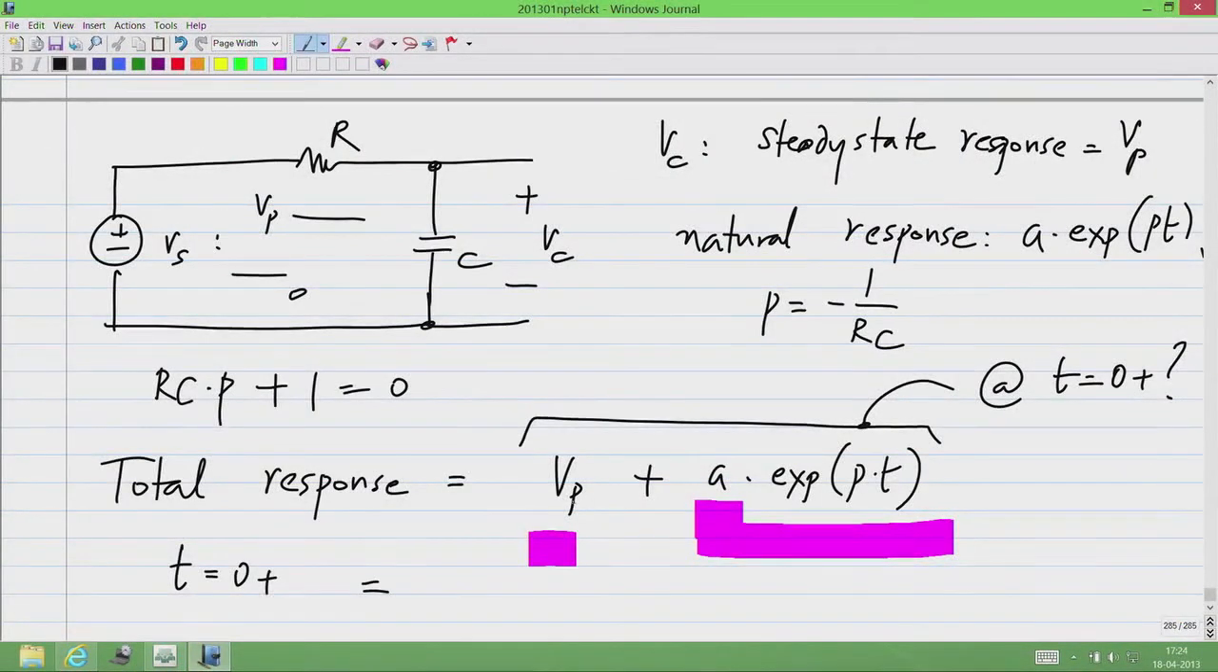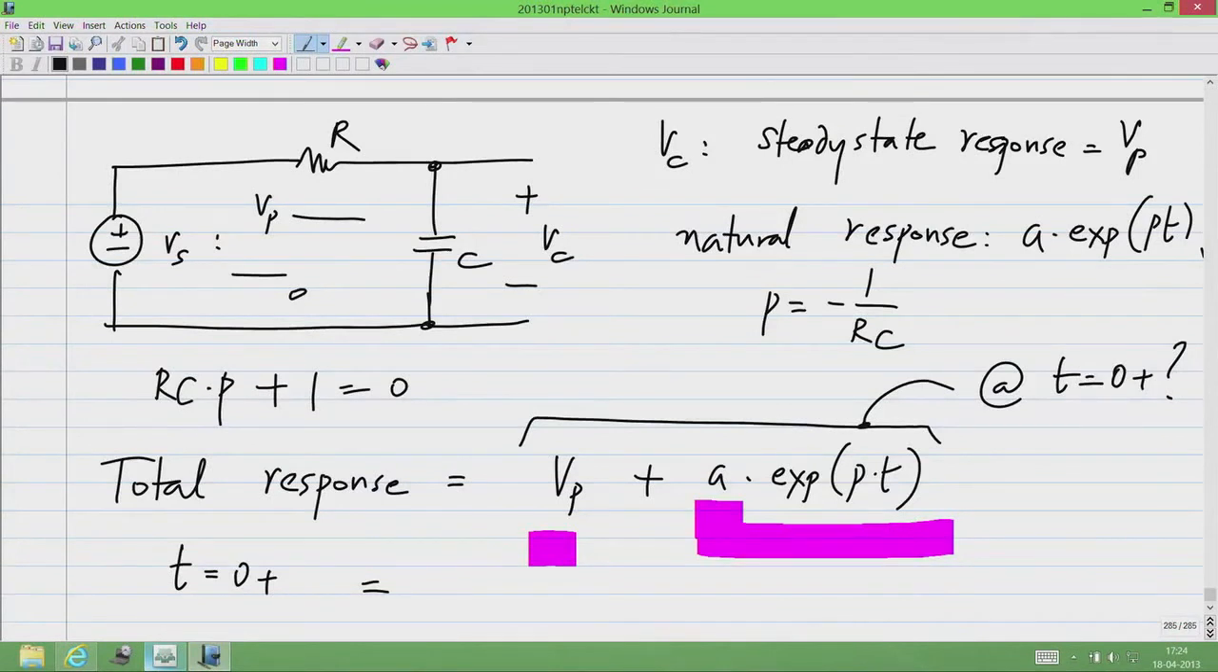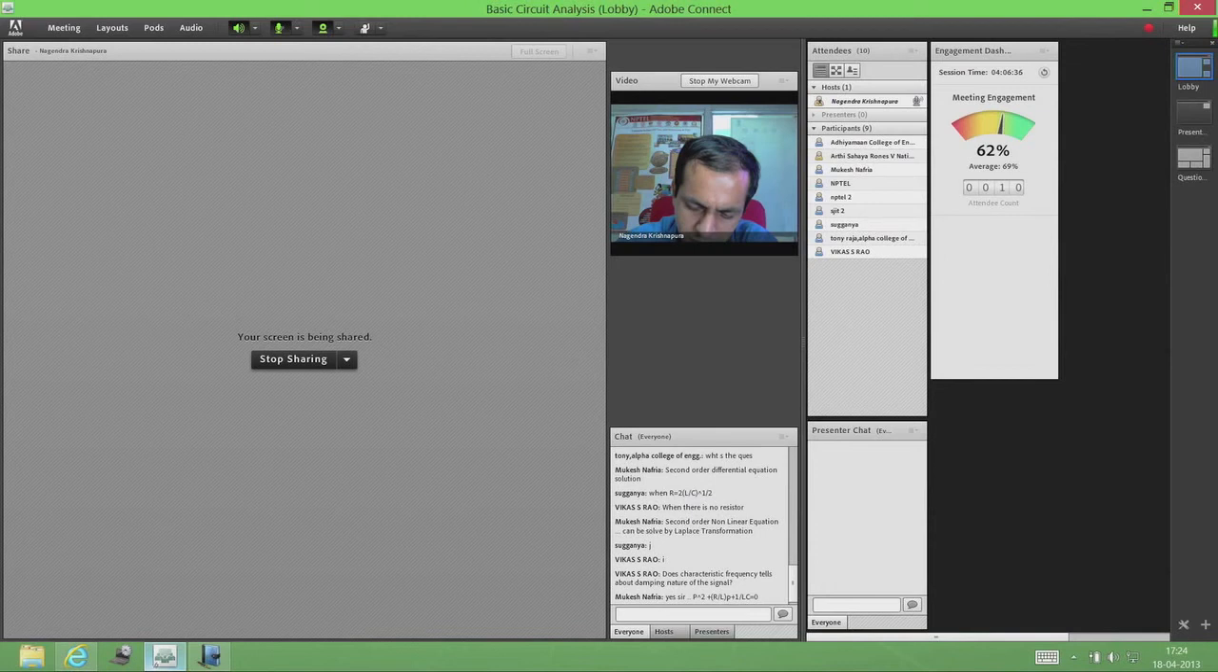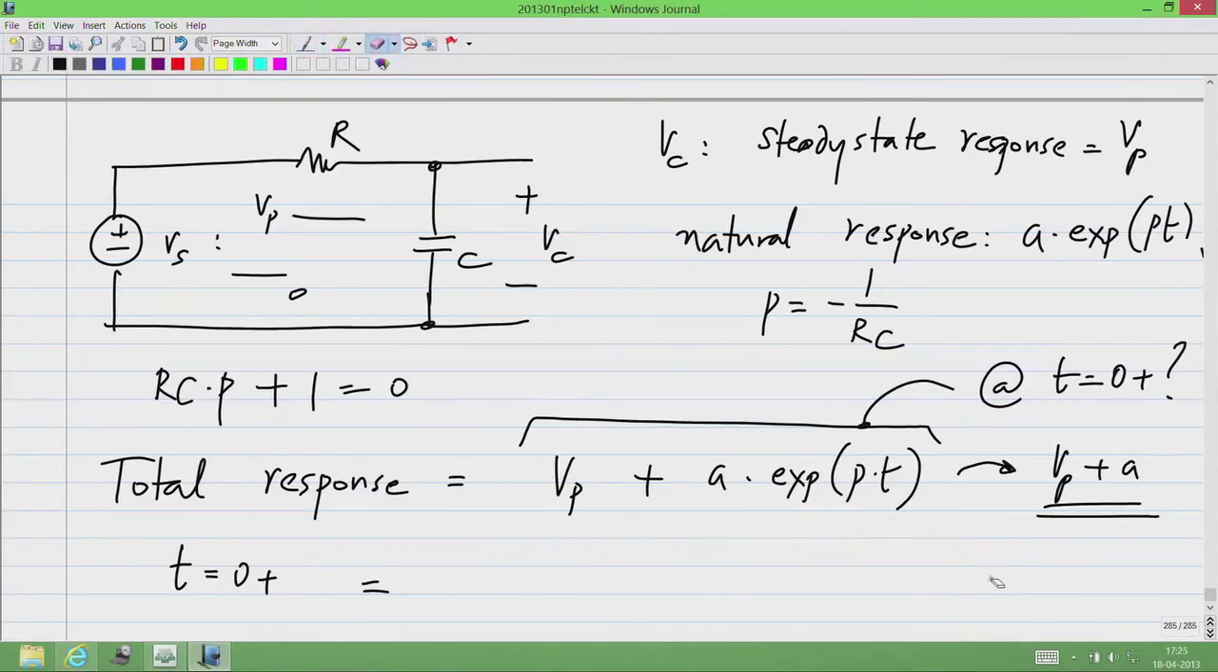So, the question is, the total response is of the form Vp plus A times exponential p times t. What is the value of this at t equal to 0? All you have to do is to substitute t equal to 0 in this, and if you do that, you will get Vp plus A. So, Vc of 0 happens to be Vp plus A.